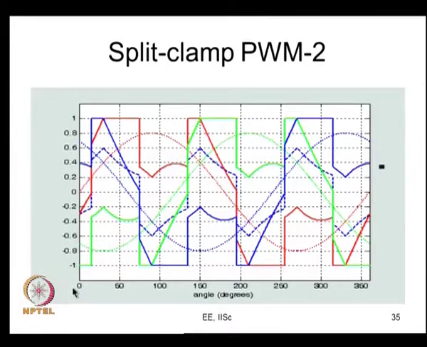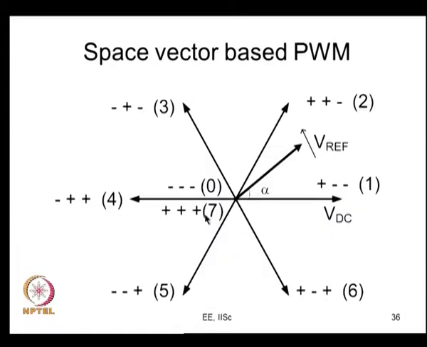So, this continual clamp PWM and split clamp PWM together represent the complete range of bus clamping PWM methods except 120 degree clamp. These are the PWM methods which can ensure that all the 6 devices in the converter operate in a balanced fashion. So, this actually summarizes everything. Okay. Now, let us look at the same thing from the space vector point of view.